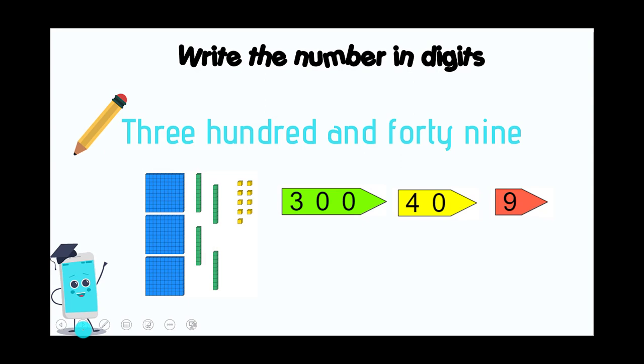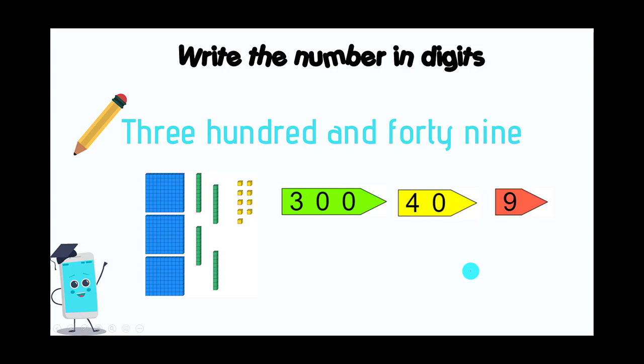So let's have a look at this number, 349. I've written it in words, and the first activity on your worksheet, you have to write the number in digits. So that means write it in numbers. So I've got it in words, 349, and I've represented it using resources. I've got my 300 squares, my 4 tens, and my 9 ones. Or using arrow cards, I've got my 300, my 40, and my 9.